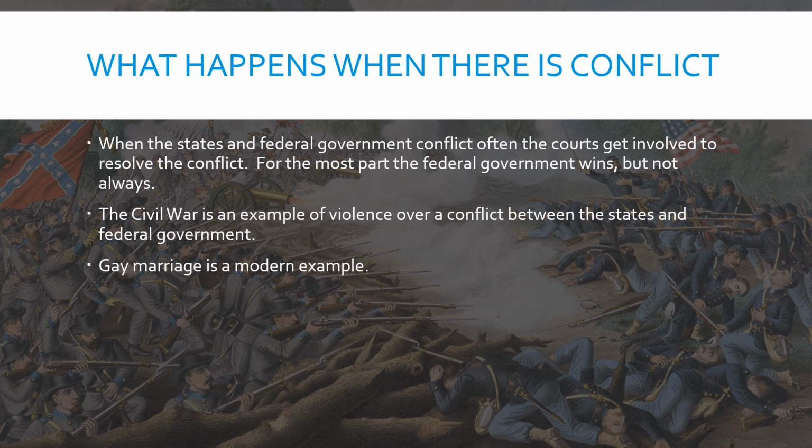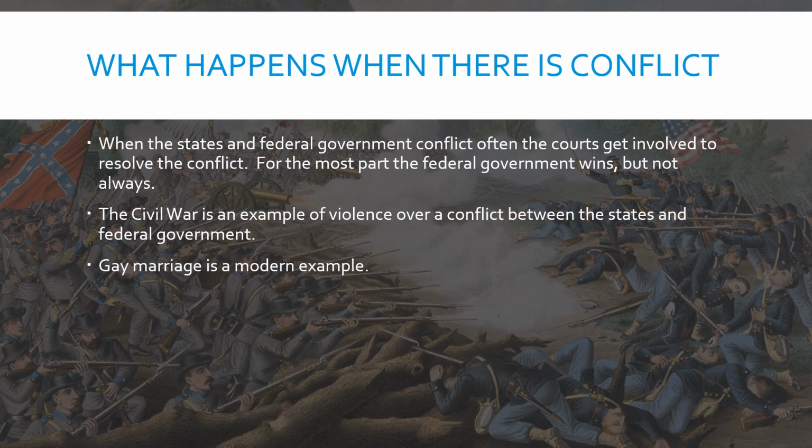An example from our history where the courts did not get involved, but where we saw an actual violent conflict, was the Civil War. The Civil War was a war fought over who's going to have power over slavery, who's going to have more power, the federal government or the state governments. And in the end, we know that the federal government won. The North, representing the federal government, won the war, and because of that, the federal government has more power than the state governments.